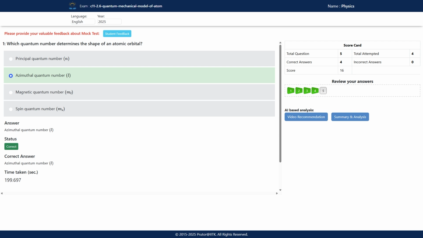So lastly, Heisenberg's principle. It tells us that you cannot determine the position and momentum both at the same time for a given electron. So this was all for today's class.